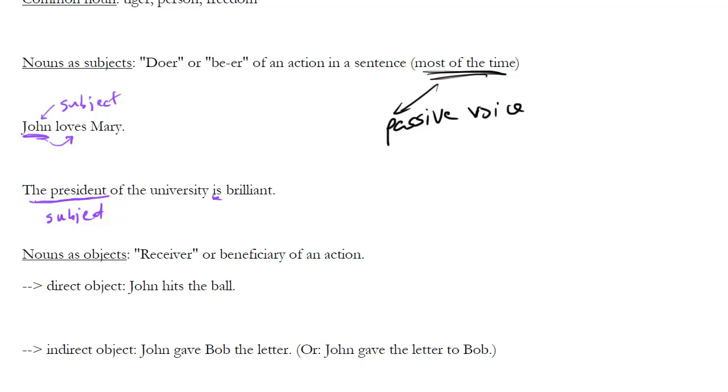Now note, this is something that's going to come up later. Of the university is something we're going to call a prepositional phrase, and we're going to talk about these later. But notice this is not the subject. Even though it's right next to the verb, it's not the subject. It's an adjective basically describing the president, but it's not the subject. So anything after prepositions is not going to be a subject. Keep that in mind. It's very important.